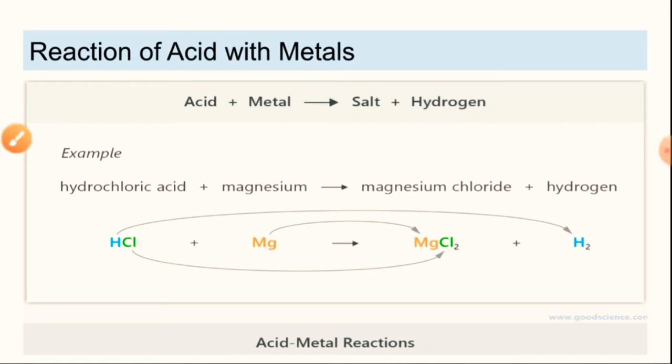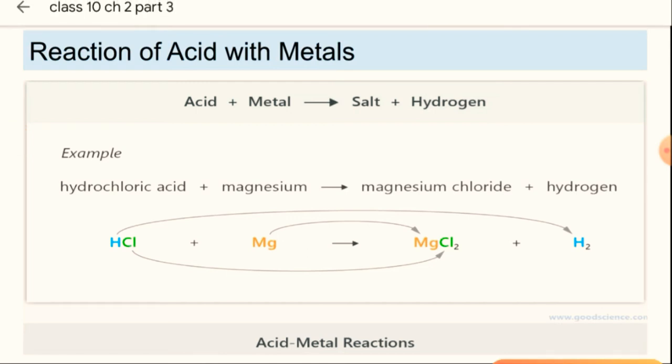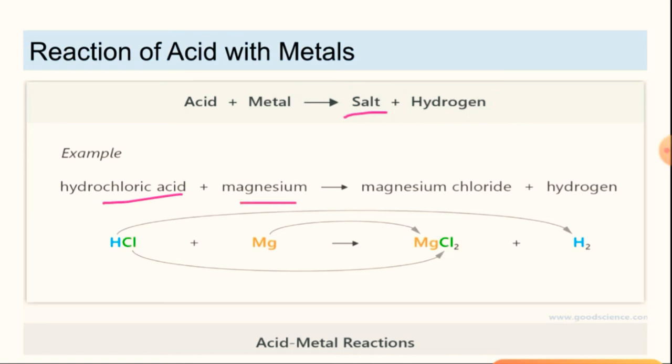But along with the hydrogen gas, one more thing is formed, that is salt. Let's take an example. Hydrochloric acid we have taken as an acid and magnesium we have taken as metal. So we observe that magnesium chloride is formed as a salt and hydrogen gas is produced. How is this reaction happening? Let's look at the chemical equation.